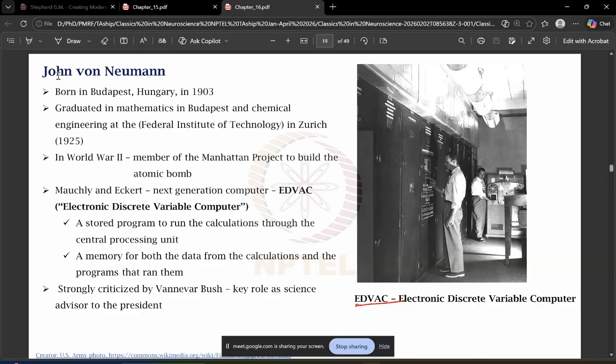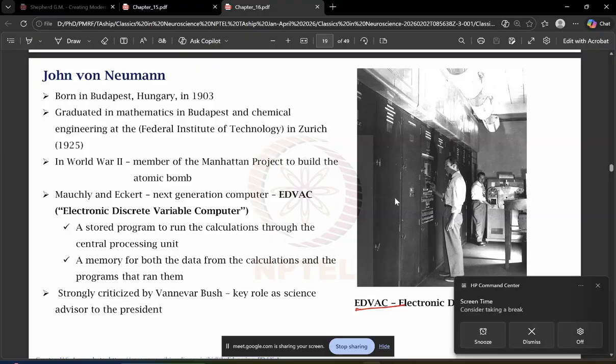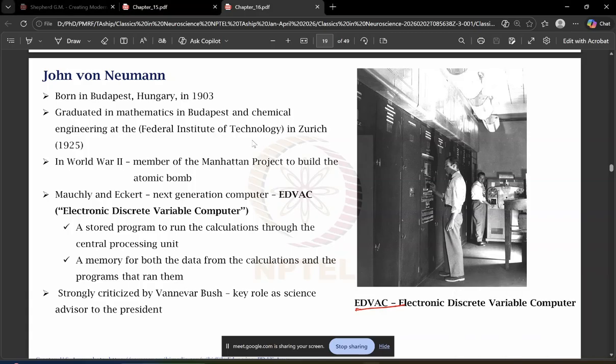At that time, John von Neumann came into the picture. So John von Neumann was an extremely talented, extremely brilliant scientist, and he had recently, like I said, been in World War II also. He was a part of the Manhattan Project and so on. And he had a strong background in mathematics and chemical engineering. So, when John von Neumann heard accidentally about this EDVAC, he was extremely interested in knowing about it further.